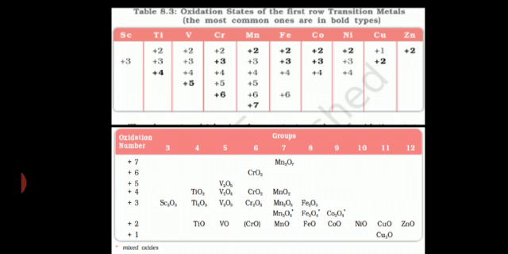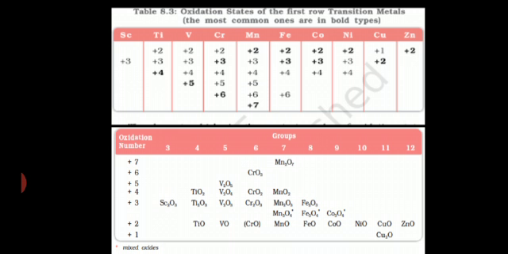We can say that the common ones are +2, +3, +4, +5, +6. You can see them in different elements, and correspondingly the compounds I have given you at the bottom. So you can see two tables here. The first table shows the oxidation states of the various metals of the transition elements, and the most common one is shown in bold letters. Correspondingly, at the bottom, another table shows the compounds.